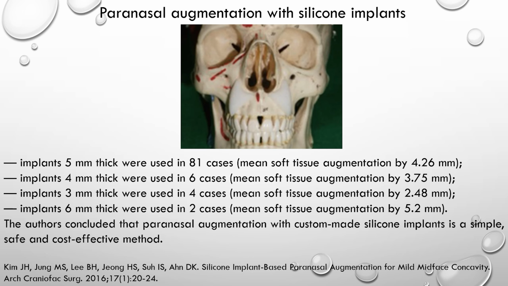Kim et al. followed up 93 Asian patients who underwent paranasal augmentation with custom-made silicone implants. The thickness of the implant and soft tissue augmentation, respectively, was different. We can see the results on the slide. The authors concluded that paranasal augmentation with custom-made silicone implants is a simple, safe, and cost-effective method. The authors reported a small number of complications. Two patients required implant extraction immediately after surgery due to significant discomfort. Implant migration without extrusion was noted in 3 cases. There was transient numbness of the upper lip in 9 cases.